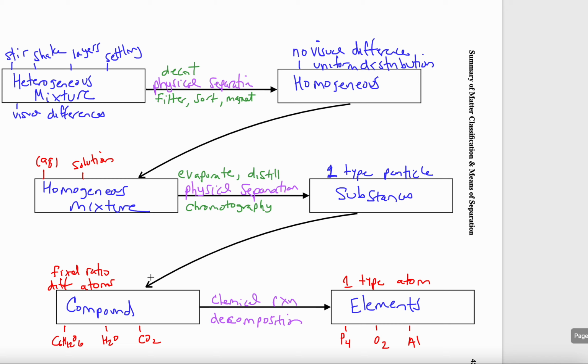Once we hit an element, that is the form of matter which is the simplest. We cannot separate it physically or chemically, so we cannot break it down. That is as small as we can go physically and chemically in the lab.